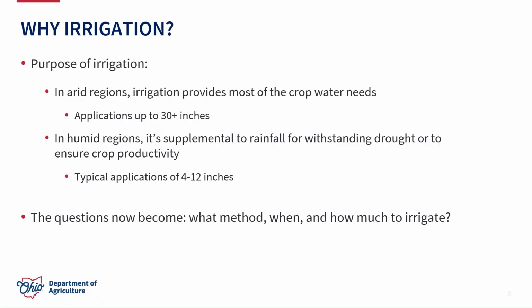So typically, when you're thinking of that supplemental use, you're applying 4 to 12 inches of water during the growing season. So then the questions become, this is why we're irrigating, but what method are we going to use? What time periods? When are we going to irrigate? And how much water are we going to add to those fields when we irrigate?